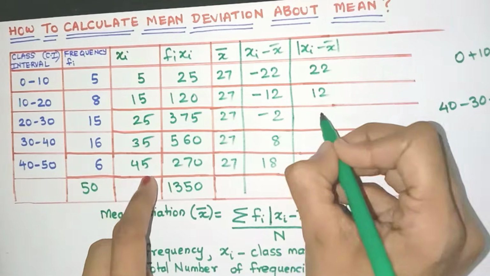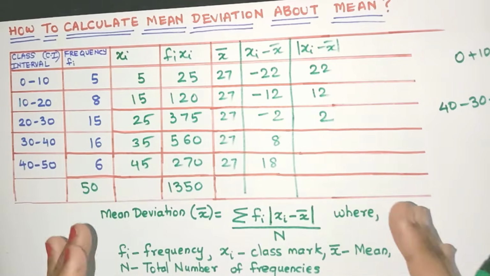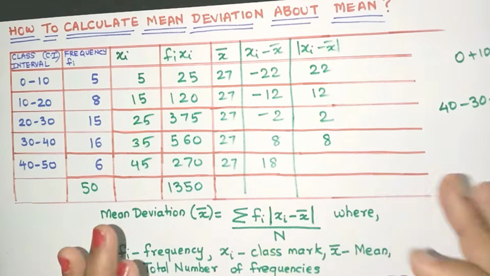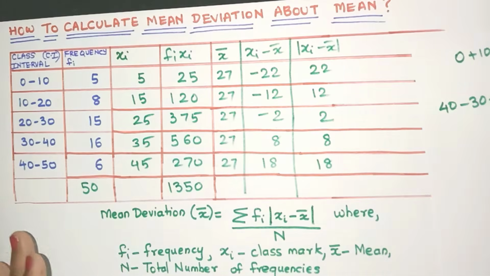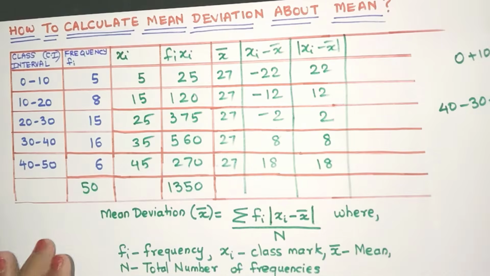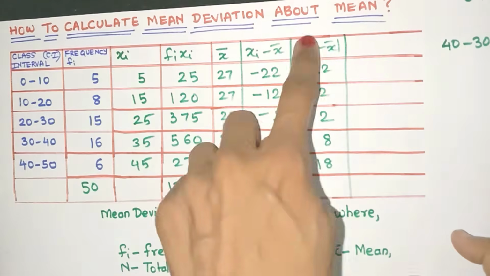Minus 12 will become plus 12. Here this will become plus 2. Now if it is 8, that is if it's already positive, then it will not change anything at all. So you'll simply write 8 and this will remain 18. I hope you understood this friends. So here we have another column already. What else do we need? Yes, we need fi into this whole column.